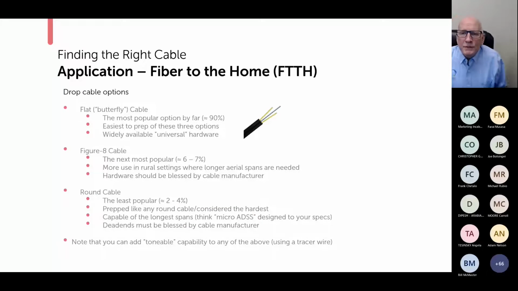So the options: flat is the most popular option by far. What you see here, you end up with a tube, and on either side, you have something that's providing strength, and that kind of looks like a butterfly, and hence the name butterfly. 90% of the cable that we supply as drop cable is butterfly cable. It's the easiest to prep of the three options. You can readily get to the tube and to the fiber itself, and you've got widely available so-called universal hardware to support it for aerial application.